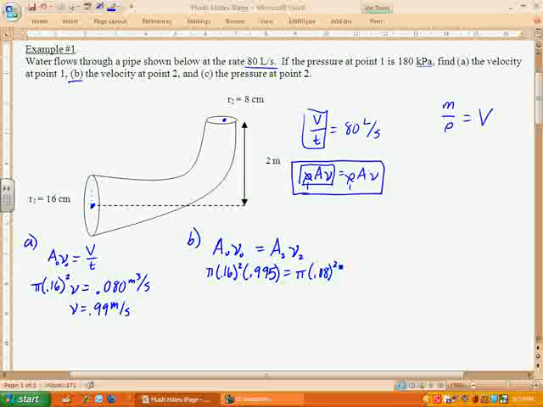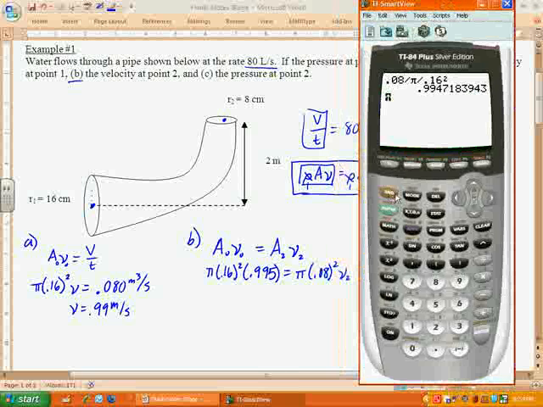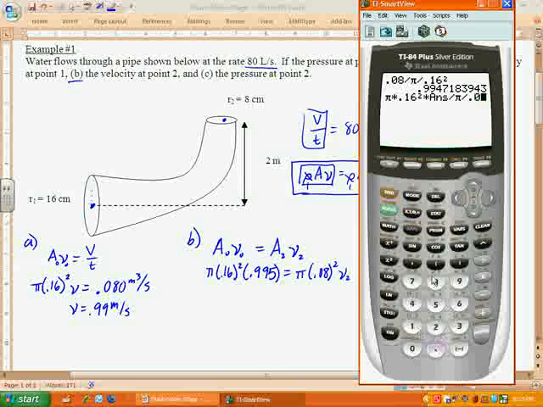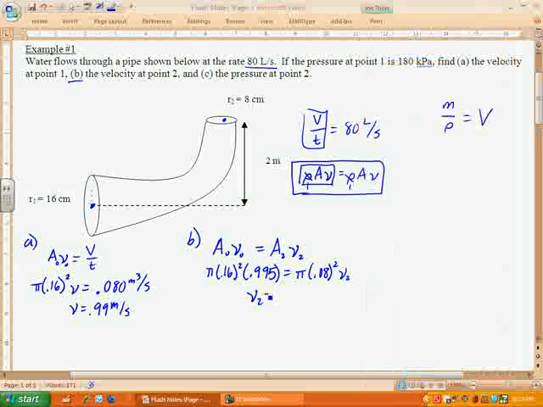And so from there we should be able to solve. So we'll go pi times 0.16 squared times essentially that answer right there, right? Then we'll divide by pi and then divide by 0.08 squared. And we get 3.98. Alright, so velocity at 2 is 3.98 meters per second.